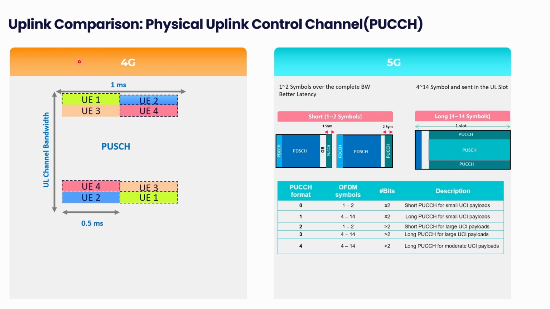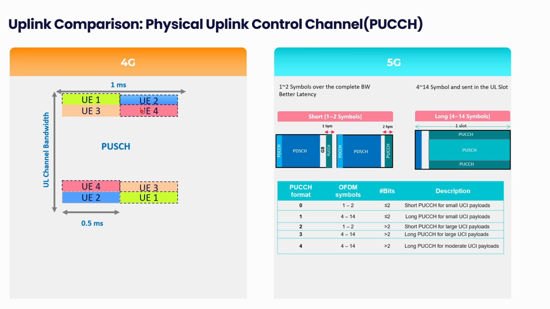Okay, now let's go through the uplink comparison for the physical uplink control channel, PUCCH. Okay, as you can see here from this figure, this is the uplink channel bandwidth for 4G. As you can see, the PUCCH is being transmitted in one or more resource blocks. Okay, and this is at both edges of the band, as you can see here, and the number of RBs is based on the configuration and also based on the number of users.